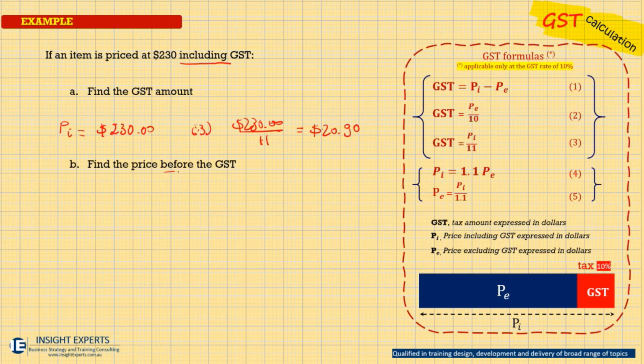Now find the price before GST. Before GST, there's many ways of doing it. I can use equation number 1, or I can use equation number 5, if I like. So from equation number 5, all I have to do to find PE is take the price after tax, 230, and divide it by exactly 1.1. That would give me $209.10 to the nearest 10 cents, roughly.